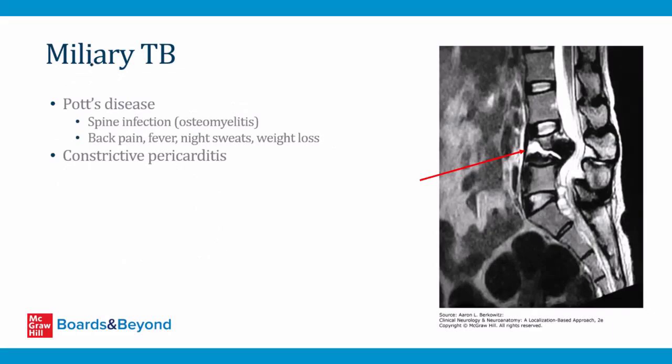Let me just mention a couple special elements of miliary TB that you should be familiar with. The first one is called Pott's disease. This is what we call it when miliary TB leads to a spinal infection with tuberculosis. In other words, osteomyelitis or bone infection of the spine and spinal processes caused by TB. So this can present with many common features of spinal osteomyelitis, things like back pain, fever, night sweats, and weight loss. On imaging, you can see a lesion in the spine, and if you biopsy it, you can find evidence of tuberculosis. That is Pott's disease.